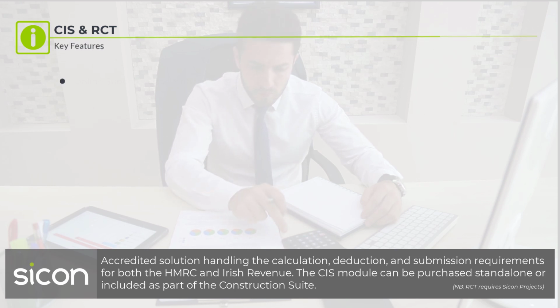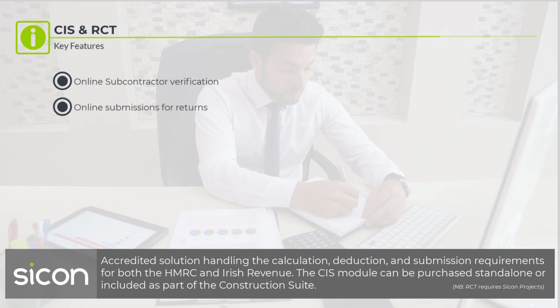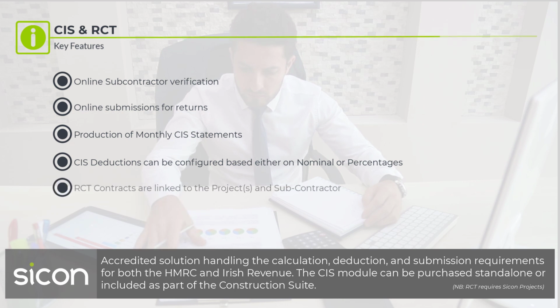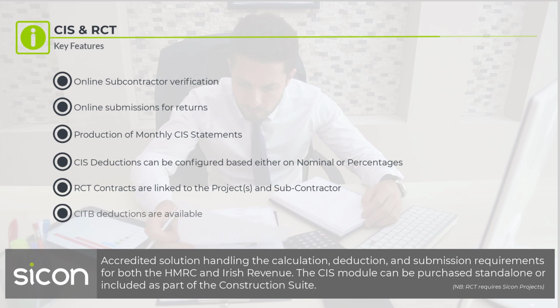Key features include online subcontractor verification, online submission for returns, production of monthly CIS statements. CIS deductions can be configured based either on nominal or percentages. RCT contracts are linked to the project or projects and subcontractor. CITB deductions are also available.